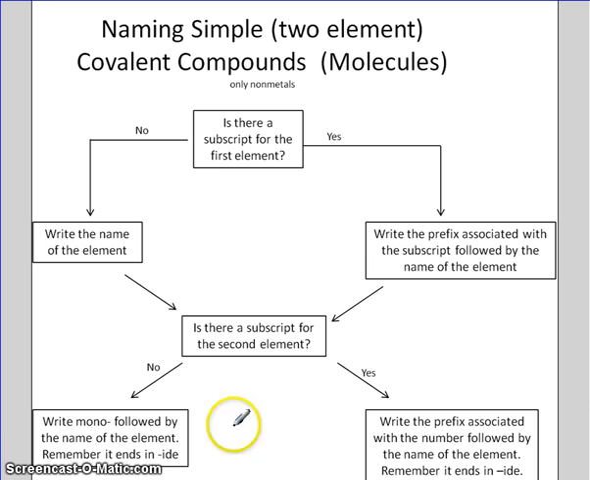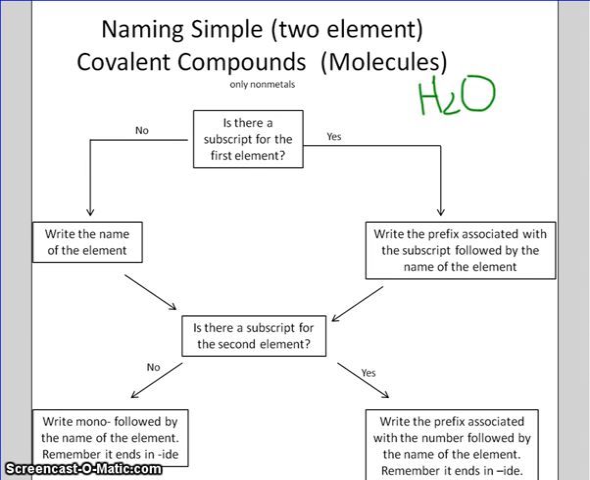A little bit differently is naming simple covalent compounds. Now I say simple because we're only going to have 2 elements. When we start having more than 2 elements, then it gets a little bit more complex. And remember, covalent compounds are known as molecules. They're nonmetals only. So we're going to work with the example H2O. Now I know you know that's water, but we're going to give the actual scientific name for it.